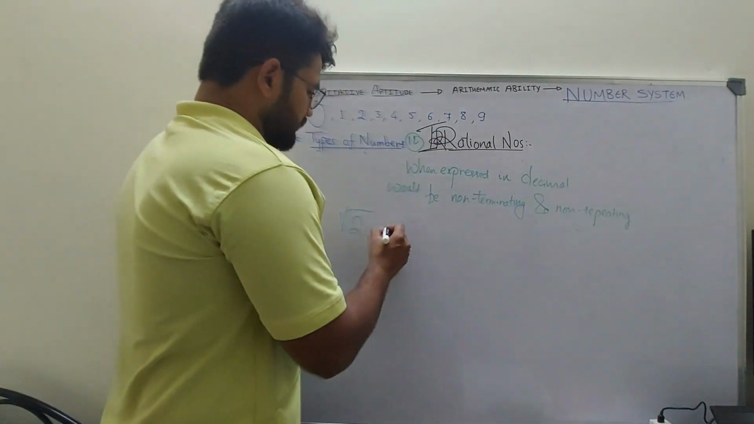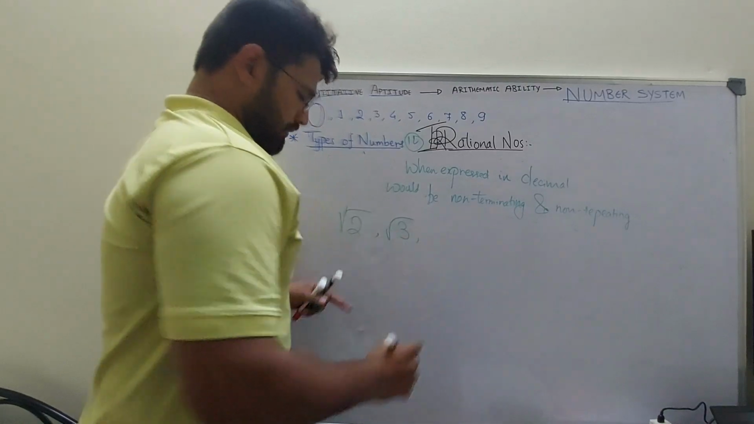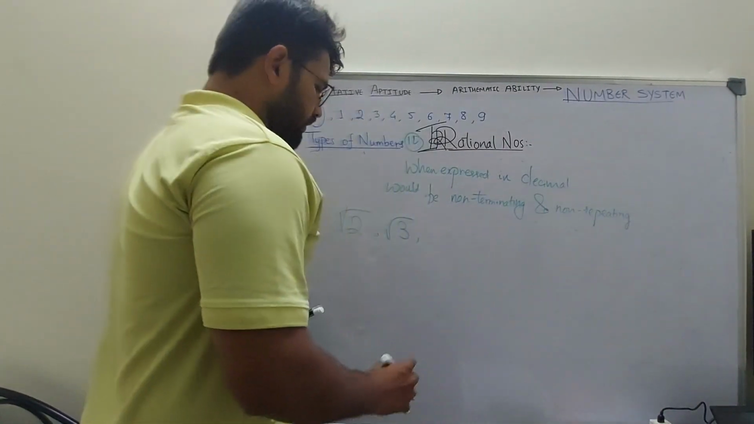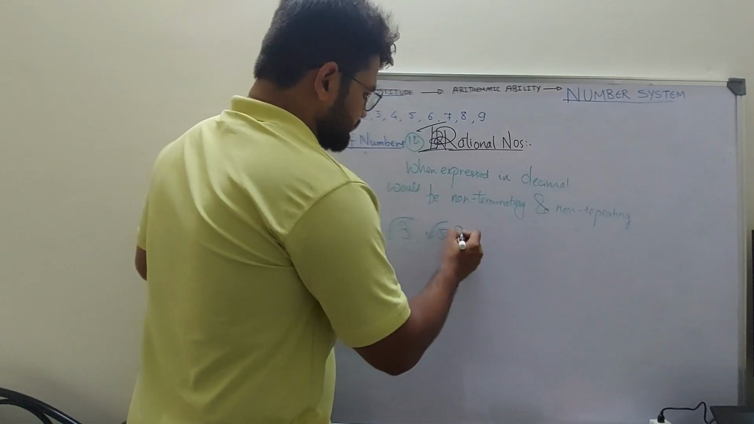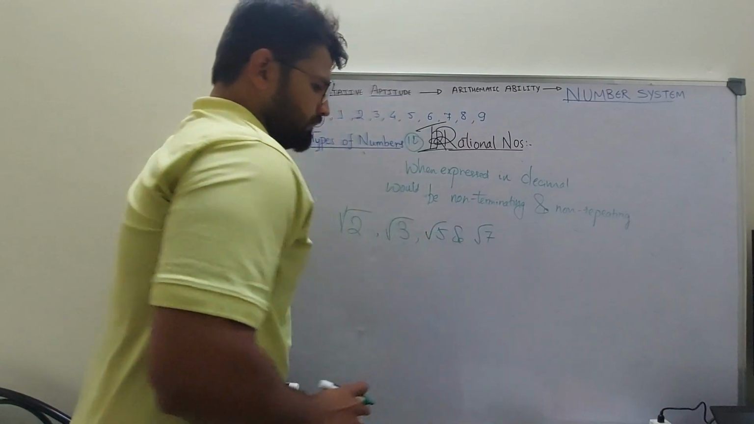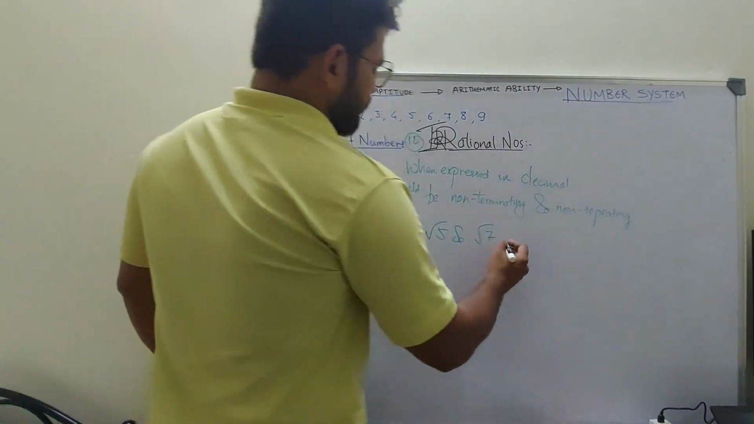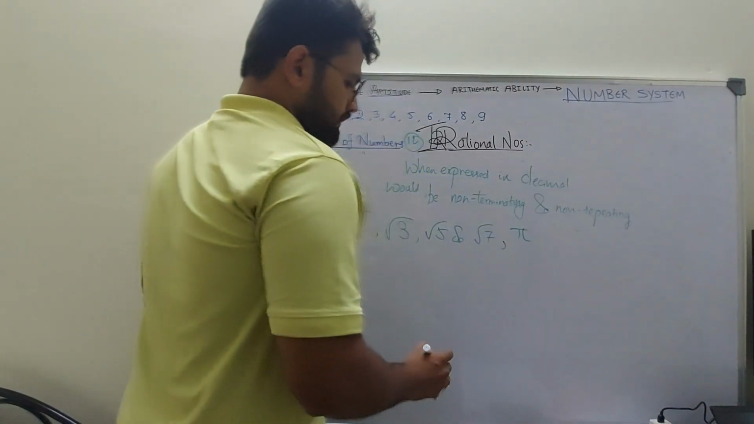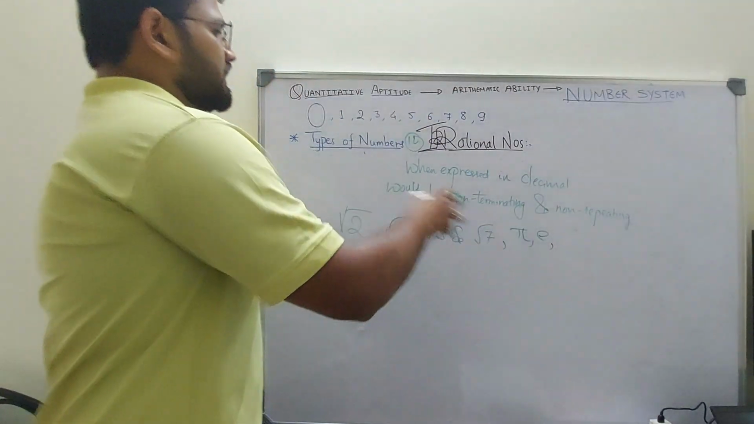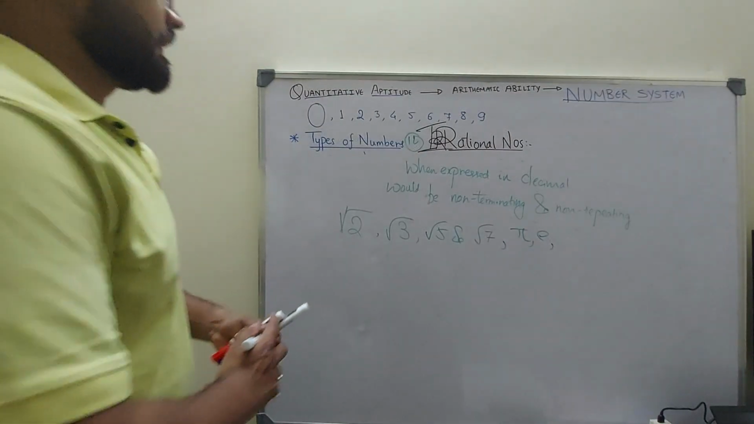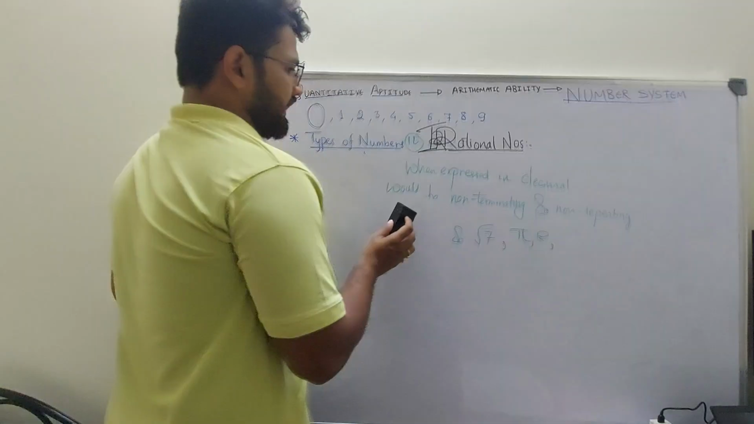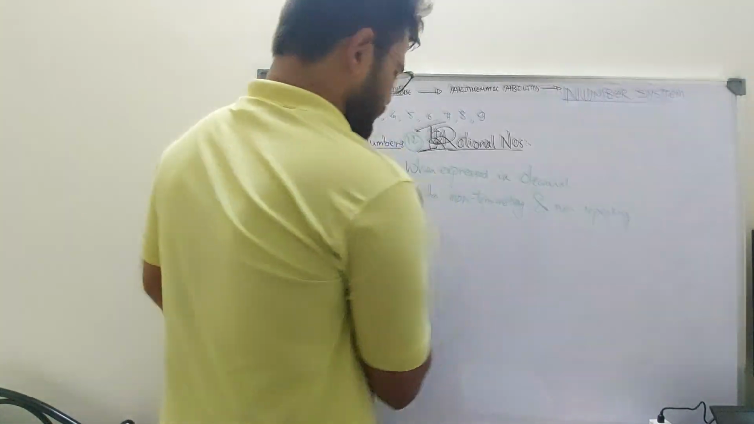Similarly root 3. You can paste the values in the comment section. What is the value of root 3, root 2, root 5 and root 7? Again, what is the value of pi? Pi and epsilon are examples. These are all examples of irrational numbers. So you can take a screenshot. Sorry for this.